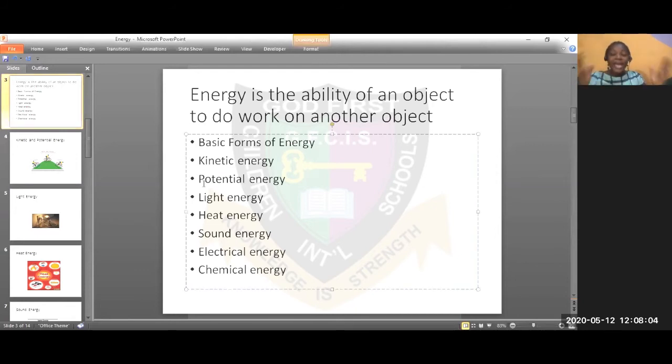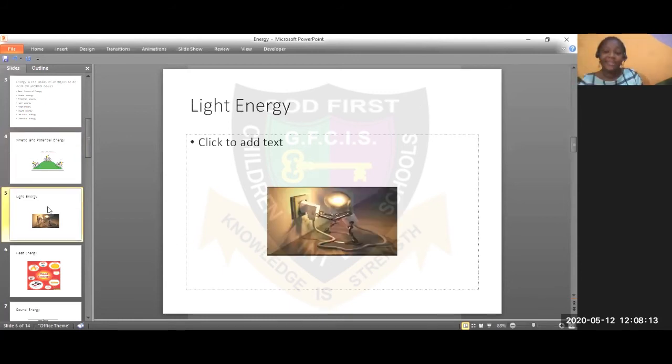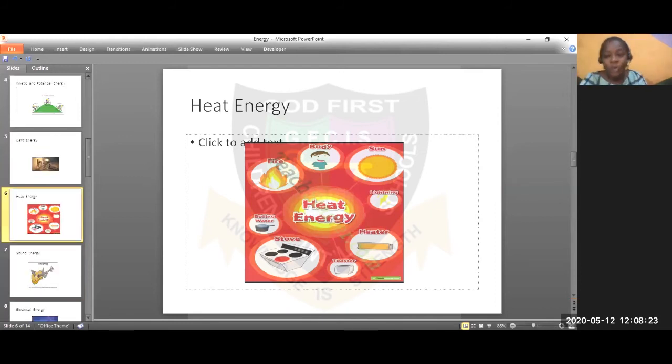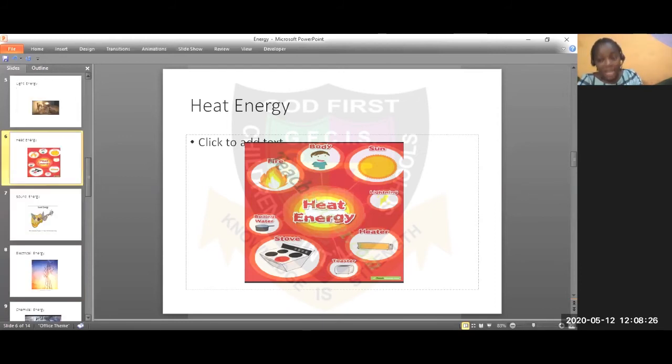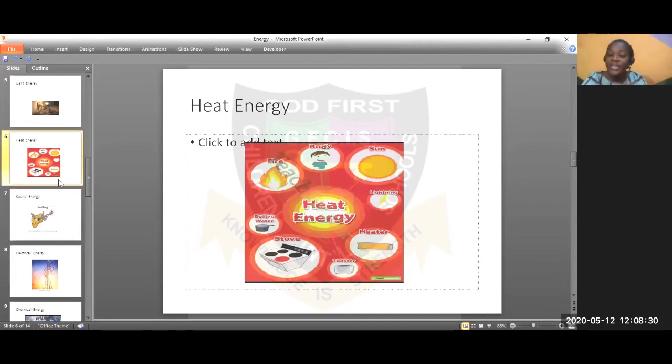Potential energy, that energy that when it is in an orbit, it will just stand there. It will not move. Then we have light energy, like the one we get from sunlight. Yes, the energy we get from sunlight, we call it light energy. Or the one we get from the bulb, we call it light energy. Then we have heat energy. Yes, like the one we get from our cooking gas at home. You know your mommy's kitchen. She has gas there, or stove, or heater. That energy that we get from there is called heat energy.